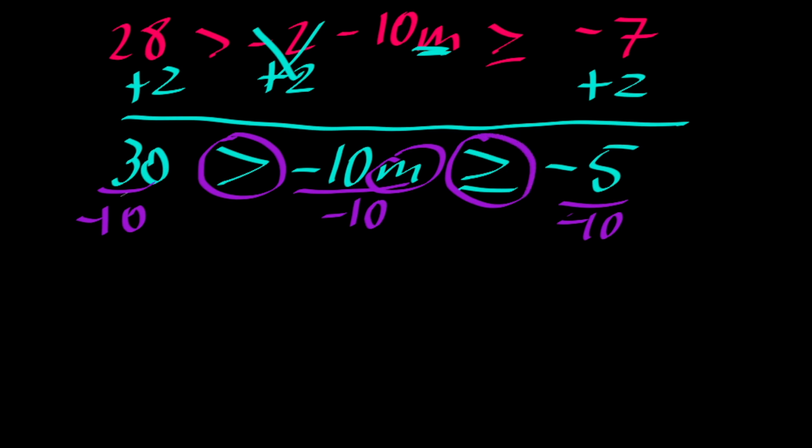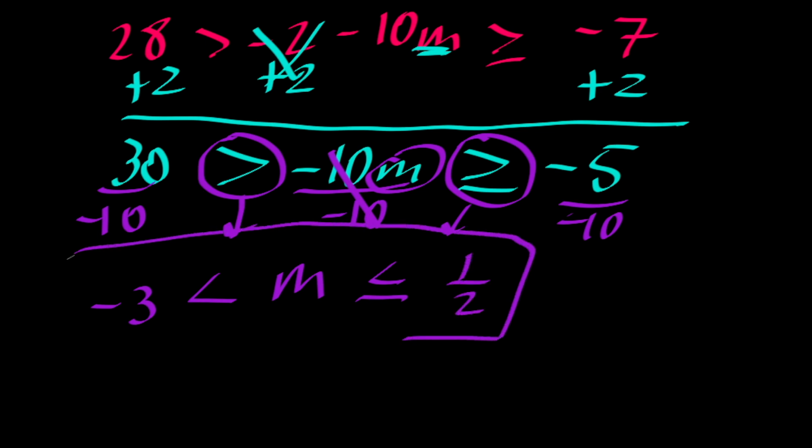So here's what happens. 30 divided by -10 is -3. This flips to less than. m is in the middle. This flips to less than or equal to. And then we have -5 over -10, which is just 1/2. So that is my answer, which I know is a lot to cover. But once again, this is a common setup for and inequalities.